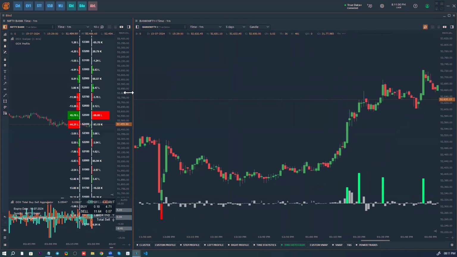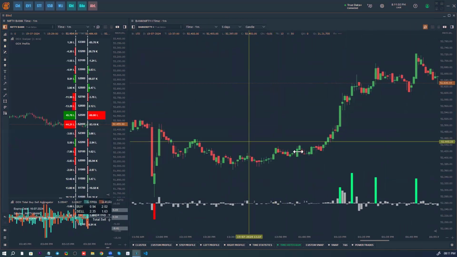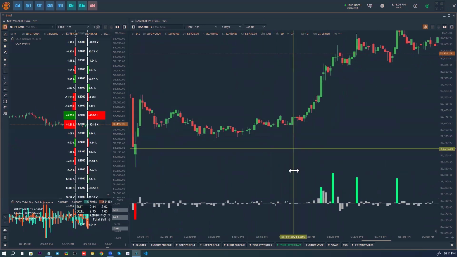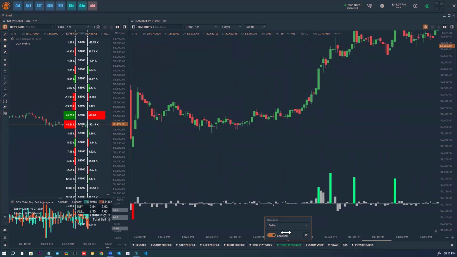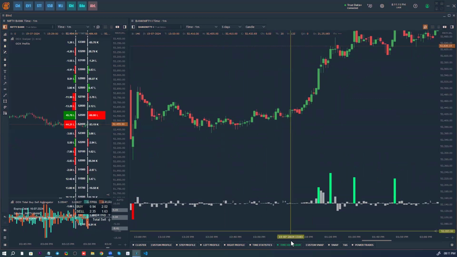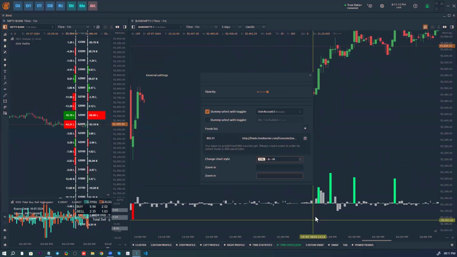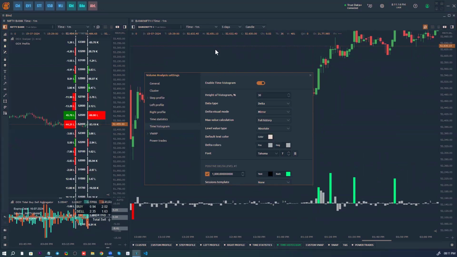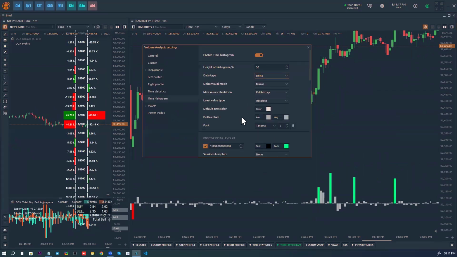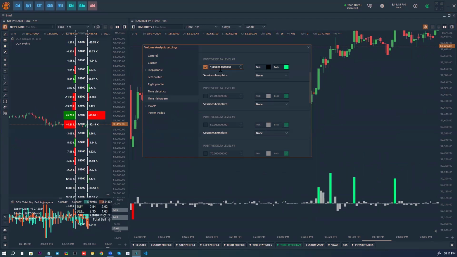First, let me start with the order flow, because the setting here is very easy. All you have to do is go to the histogram and enable delta. You enable the delta, and then you go to its settings. So this is the setting. Then you can resize the histogram and make sure that your positive delta is colored, with anything you like.